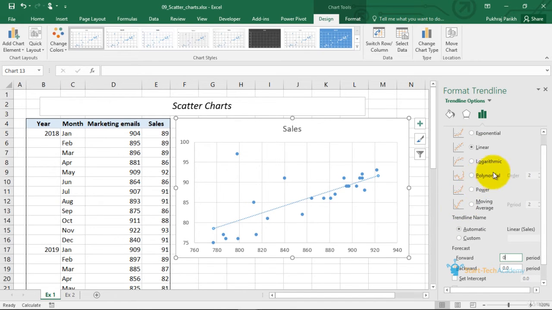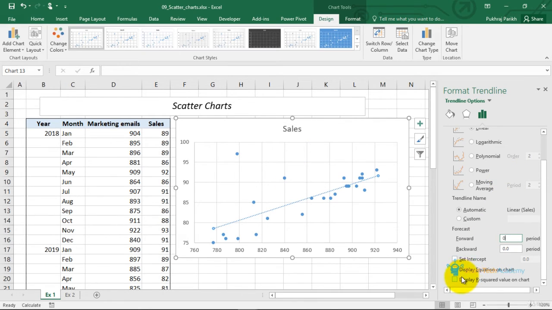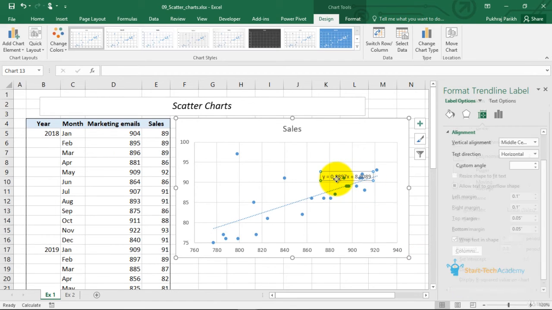Once you have plotted this linear trend line and you want to find out the equation of this linear line, that is, considering this is the y-axis and this is the x-axis, you want to find out y is equal to ax plus b and what is the value of a and b. You can do that by ticking this option. This will give you the equation of this line. Here's the equation: y is equal to 0.089 times x plus 8.8.